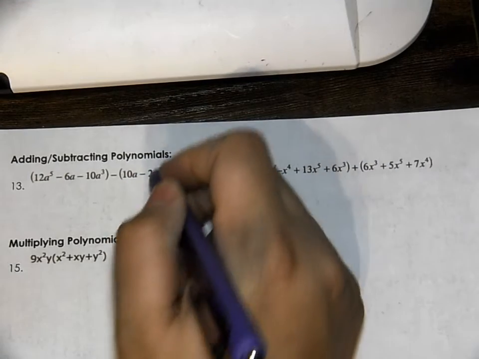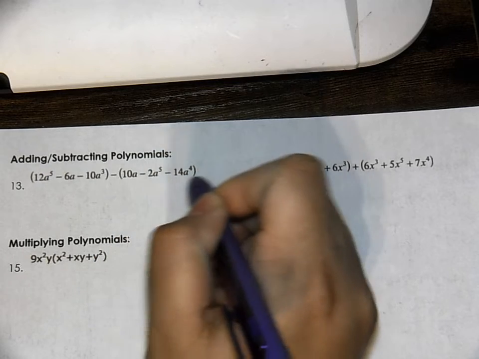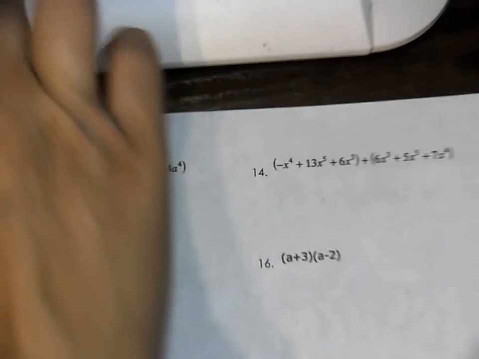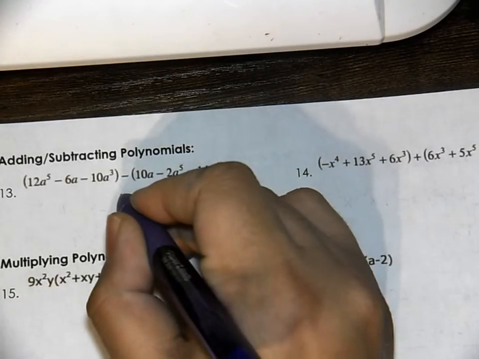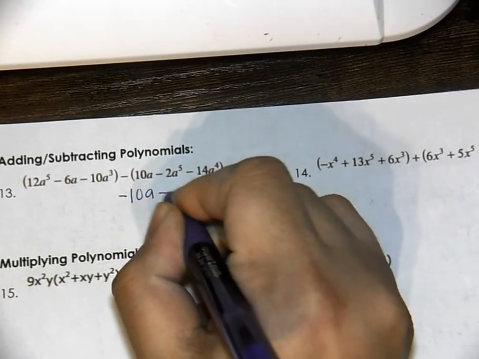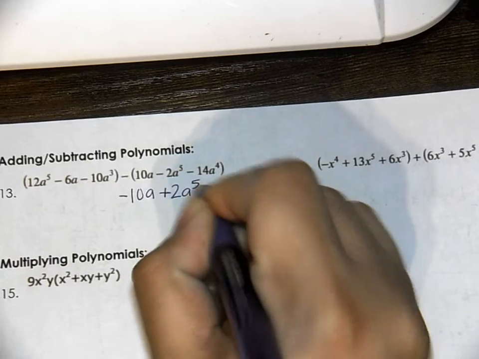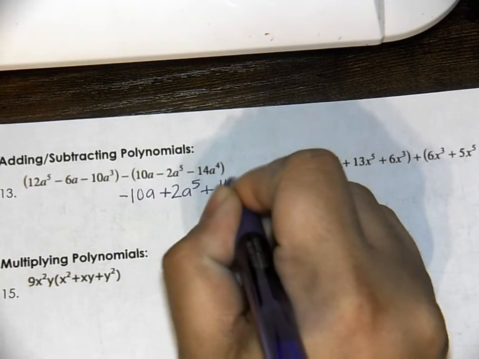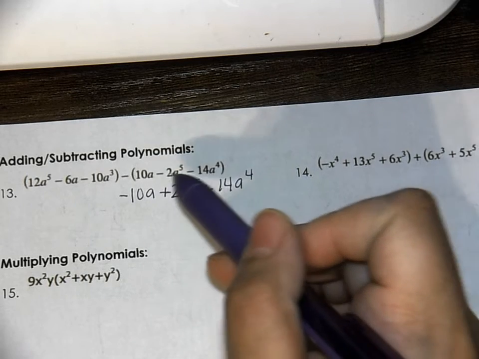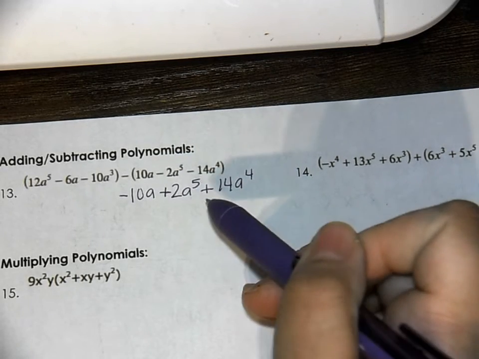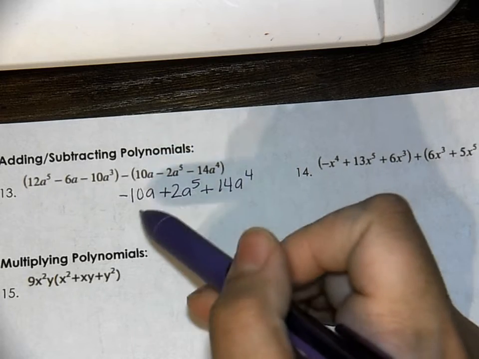So the first thing you want to do there is switch all the signs of the second parentheses. Make sure you only switch the second one and not the first. So this would be a negative 10a, a positive 2a to the 5th, and a positive 14a to the 4th. So all I did was switch all of the signs. These two are already negative, so I made them positives. Then 10, I had to make a negative.